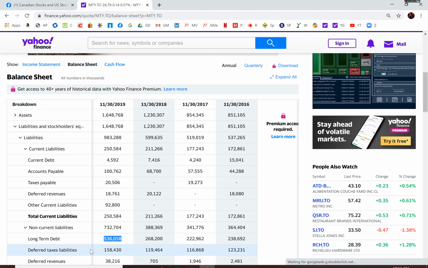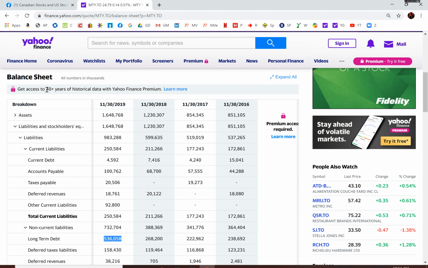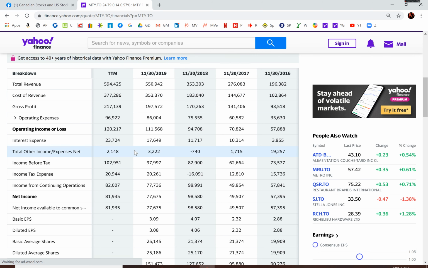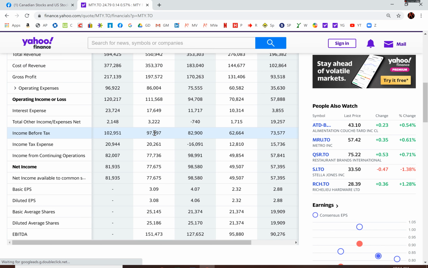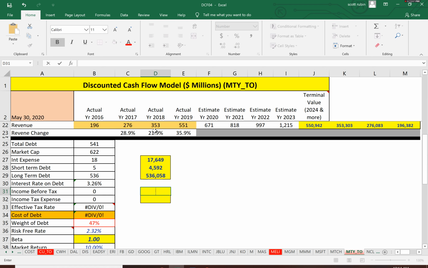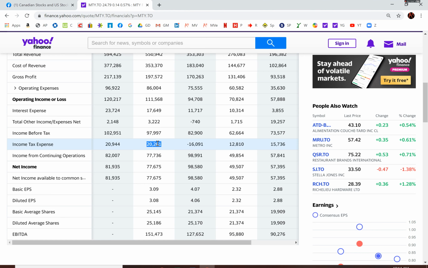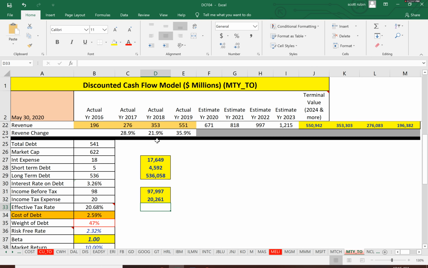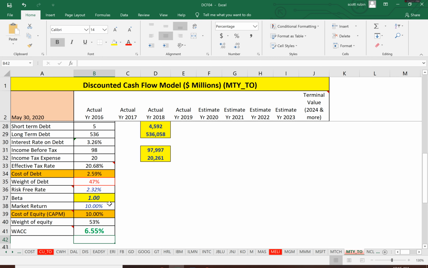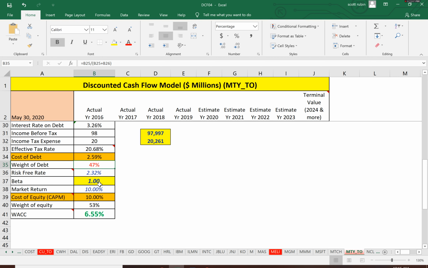But interest payments are tax deductible. So let's get their effective tax rate. So the income before tax is 97 million, and the income tax is 20 million. So the tax rate is 21%. So the cost of debt is 2.6%, and they have a decent amount of debt. 47% of the capital structure is debt.